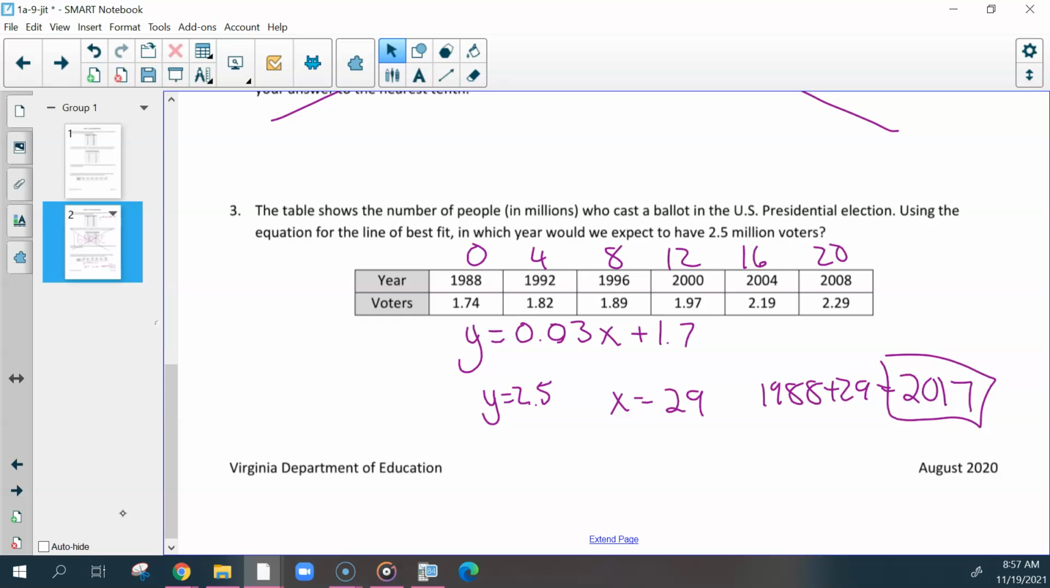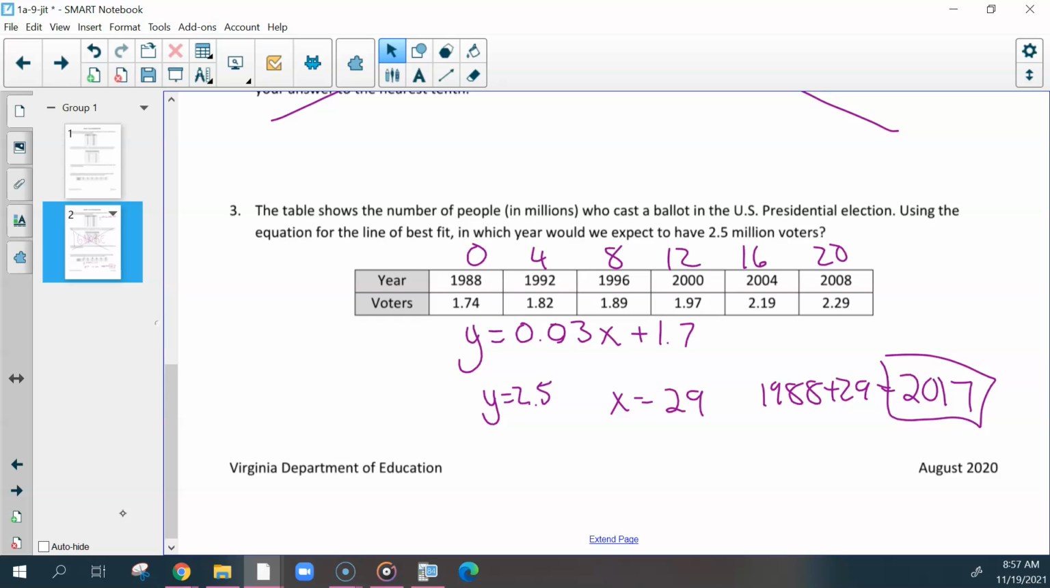That's if you just wanted to write it down. That's not really what it was asking, though. This one was asking, in which year would you expect to have 2.5 million voters? In that question, are we looking for X or are we looking for Y? The Y. Wait, which one?